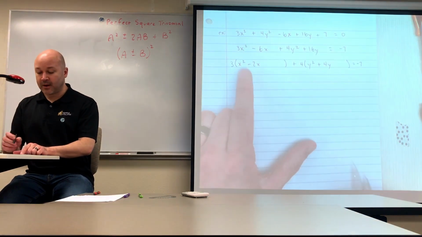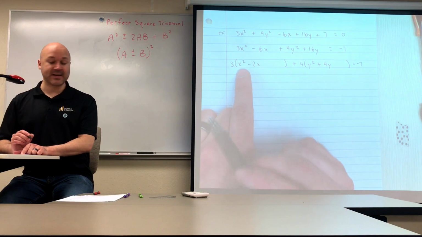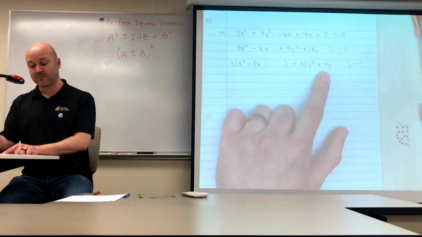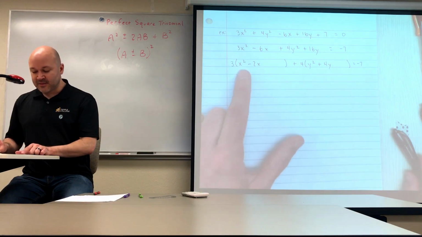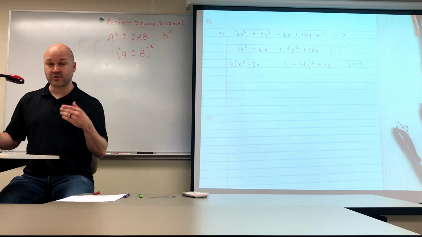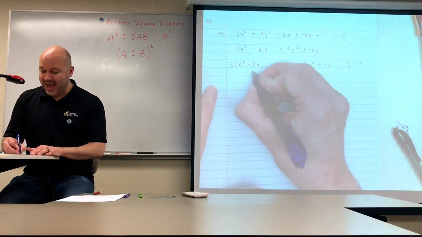Oh, that makes it pretty big. All right, factor a 3. So I'm left with x squared minus 2x. I factor a 4, leaving me with y squared plus 4y. Now that the coefficient inside those parentheses is 1, I'm going to go through the motion of completing the square.